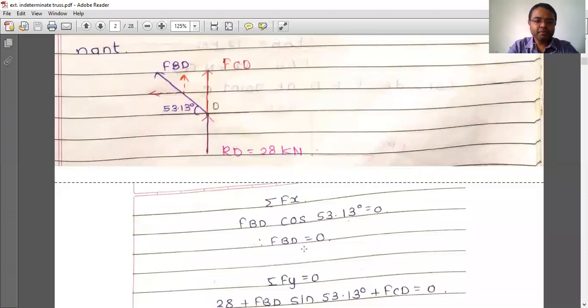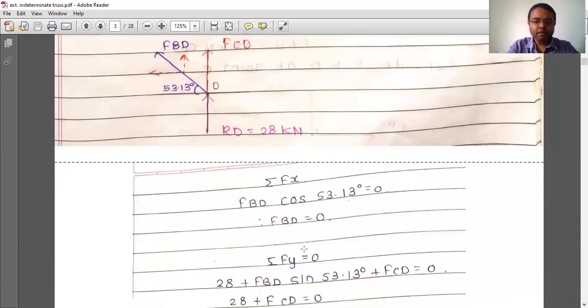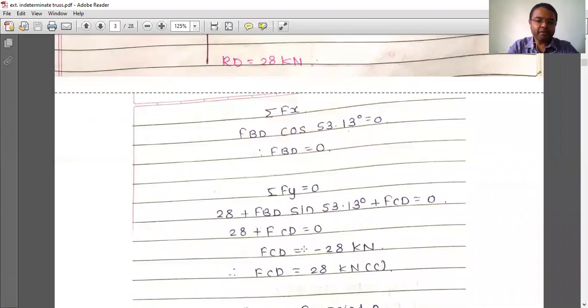So here if you apply summation Fy equal to 0, we are getting the force in member CD. Force in member CD, we are getting minus. Minus means the assumed direction is wrong. So make it plus and write its nature. The final nature of the force is compressive. Okay, so again I'll come to that diagram.